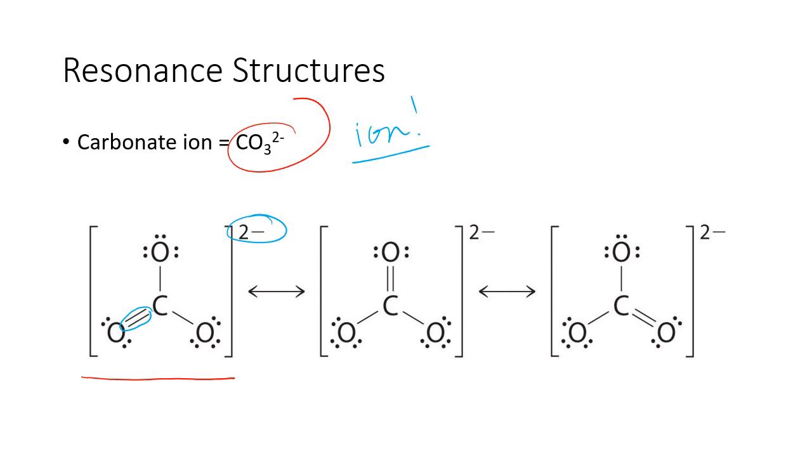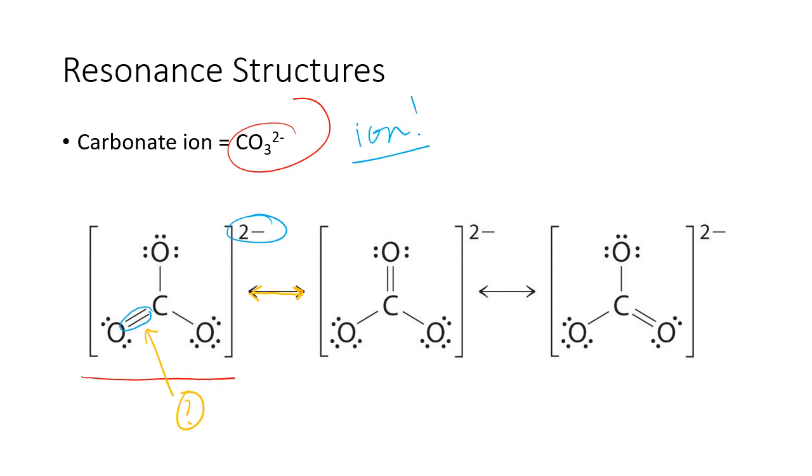The next thing we would do is say, well, is that double bond really right there in the lower left? Like, is that the only place that we would really find a double bond in the carbonate ion? And the answer is no, it's not just there. So we draw resonance arrows, which are double-headed arrows that go between the resonance structures, and then we move around the location of that double or triple bond. We move around those electron pairs.